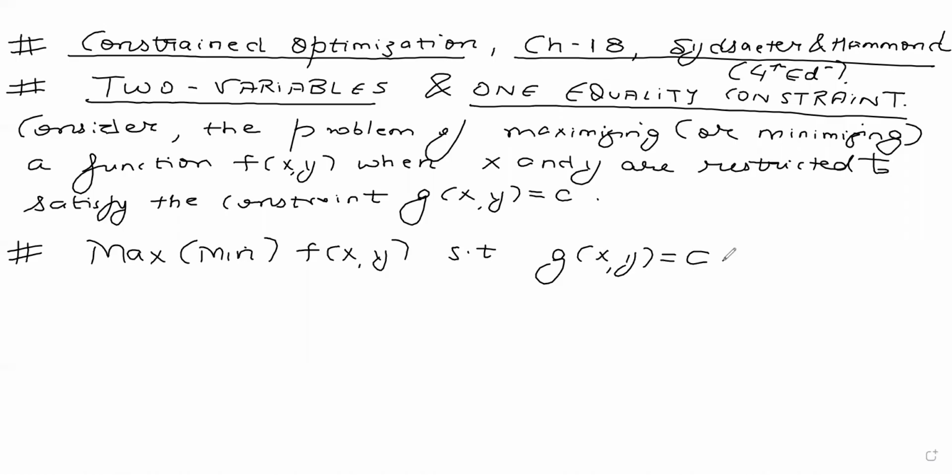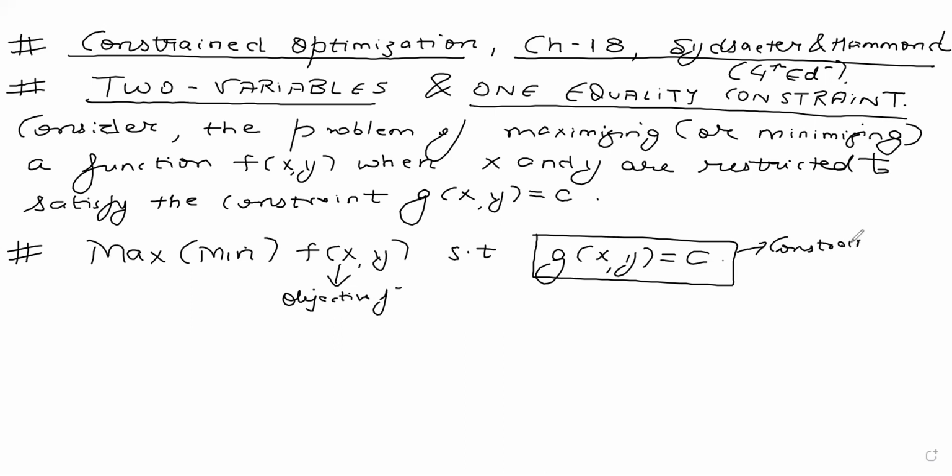Okay, so this is our objective in constraint optimization. You can clearly see it's a simple optimization problem. Objective function is f as a function of x and y. Okay, this is my objective function. And g of x, y equal to c is my constraint. It's the constraint which is holding true at the equality, g of x, y exactly equal to c.